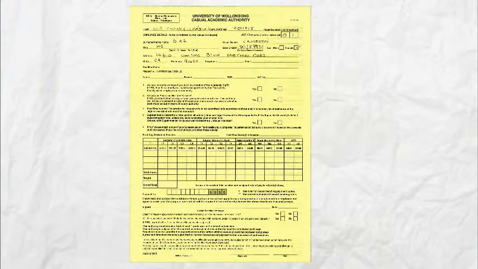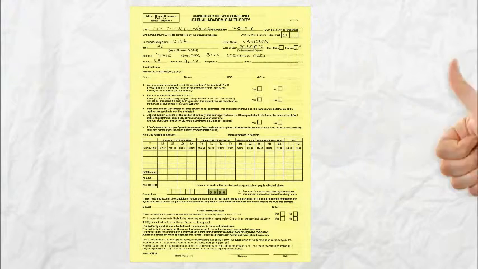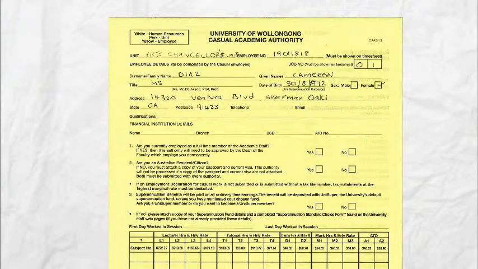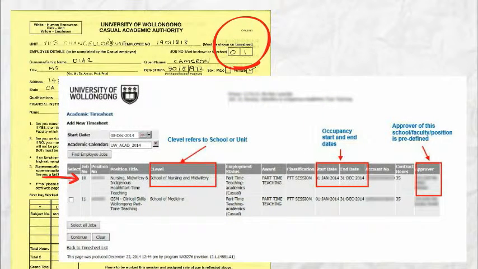When you submit your completed forms to your faculty, they are then approved and sent through to the HR division. It can take around 2 weeks to get you onto the HR systems. You know you are on our system when you receive the yellow copy of the casual authority form you completed. This form has your employee number and the job number on the top right-hand side of the form. You will need to enter your job number on your timesheet if you have more than one job.